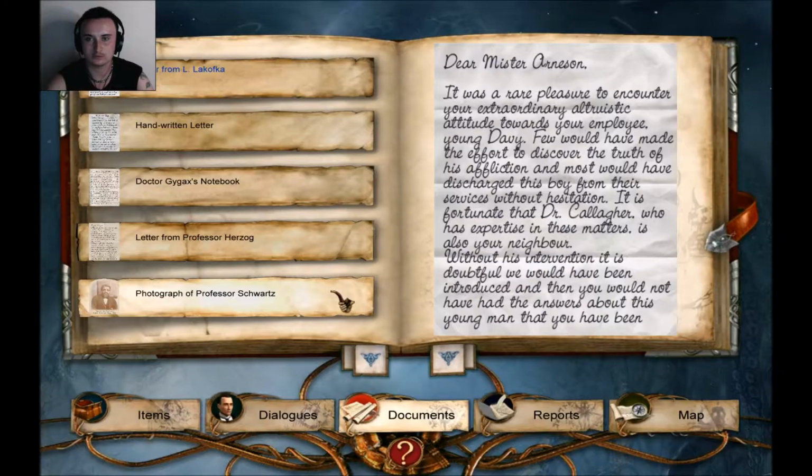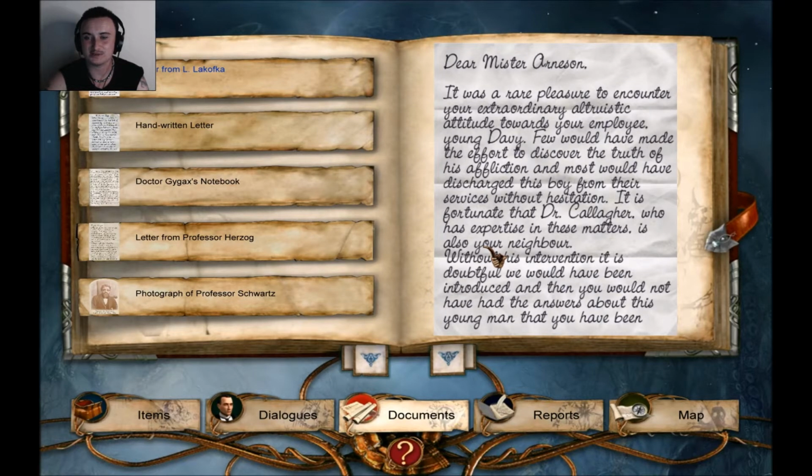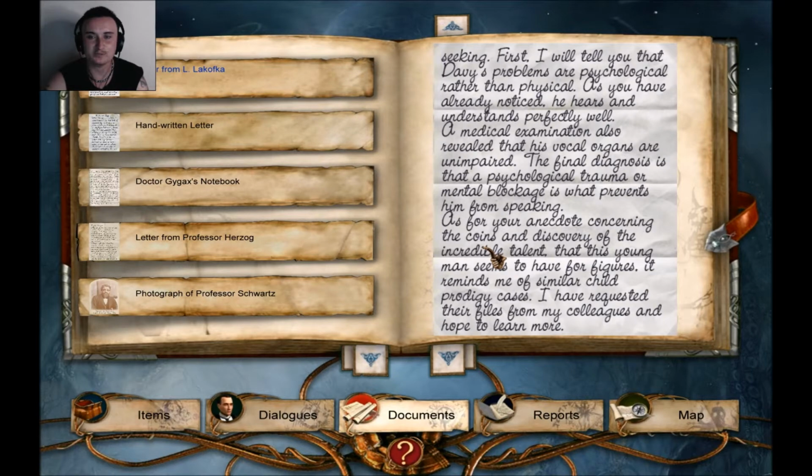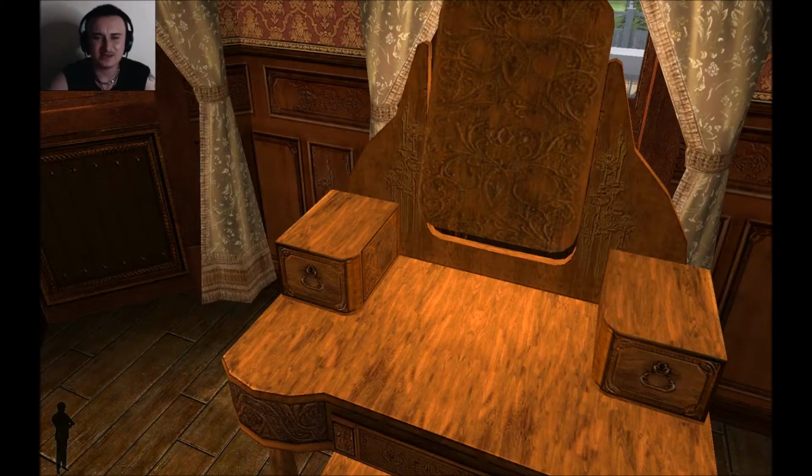There's a note. Mr. Arneson. Attitude toward Davy. Dr. Gallagher. So there's a very long letter, all to say Davy, which is, I believe, the brother who the girl is looking for, is a challenged but very unique boy. He's very good at math and numbers. He has psychological issues, but not physical issues. Yes, so he's a very unique child.